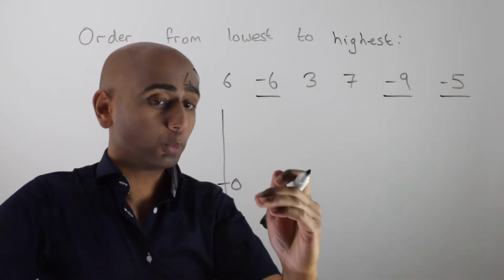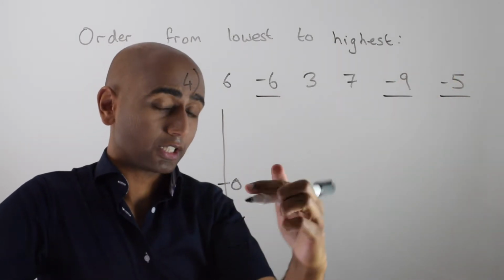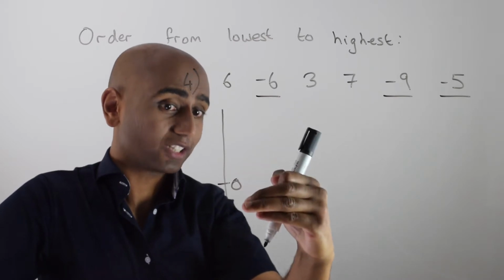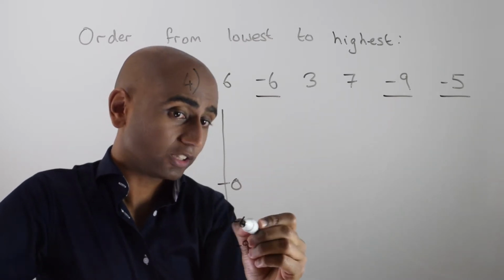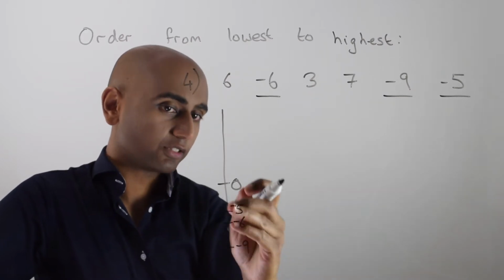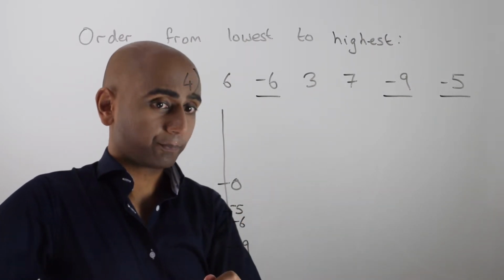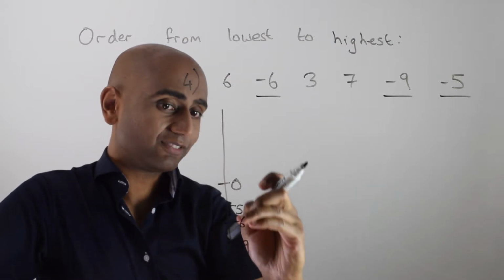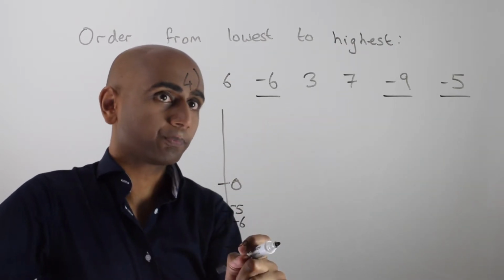For negative 5, we want to be 5 steps below 0. Now, 5 steps isn't as far down as 6 steps. So we're not going to get as low as negative 6. So negative 5 is going to be there. So we've got our negative numbers in order now up to 0.